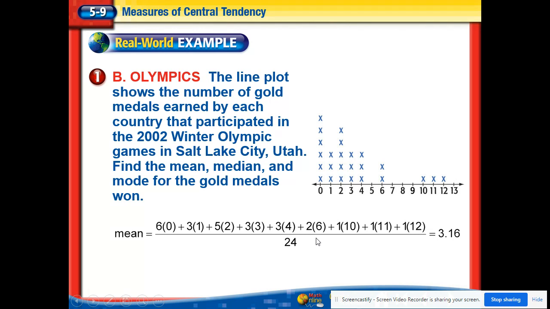One way we can kind of cheat with this is because we know how many zeros we have. Instead of writing the zeros out 6 times, we're just going to do 0 times 6. And instead of writing the 1s 3 times, we're just going to do 1 times 3. And 2 times 5, because there's 5 2s, and then 3 times 3, 4 times 3, 5 times 0, 6 times 2, which gives 110, 111, 112. Add those all up and then divide by how many? We had to count up all our x's, which is 24. That gives us 3.6.